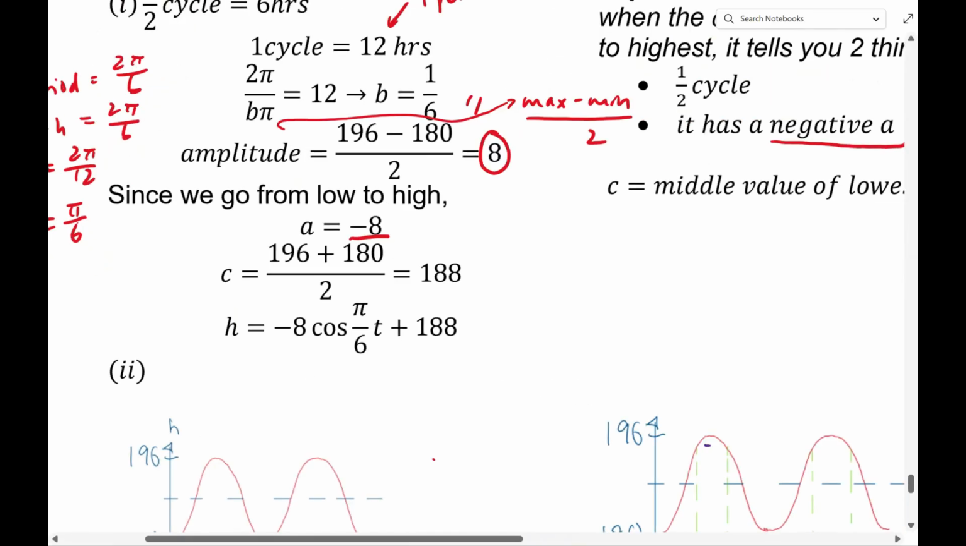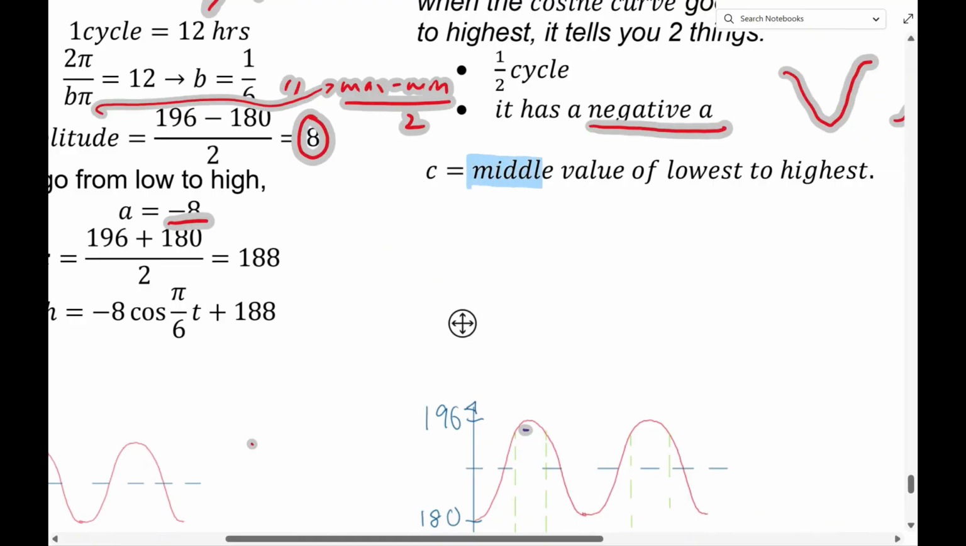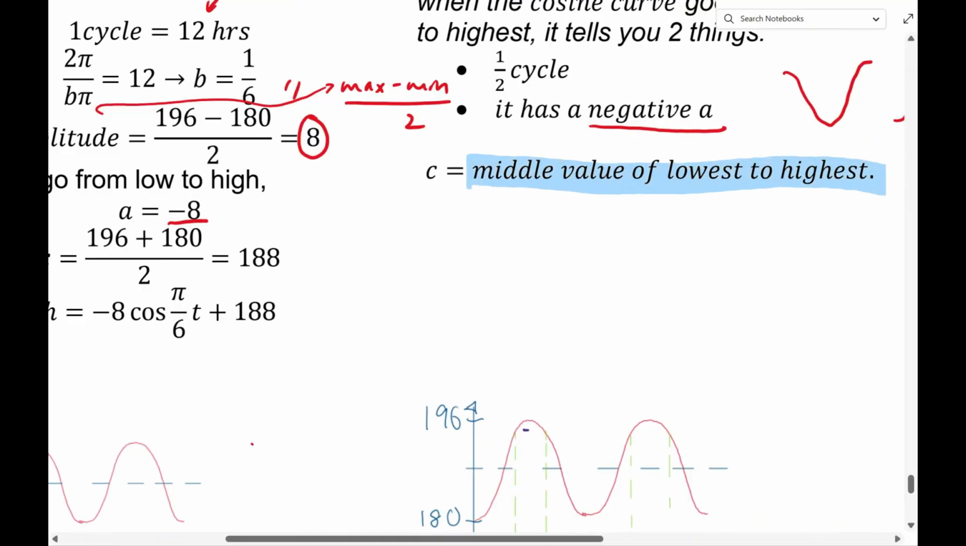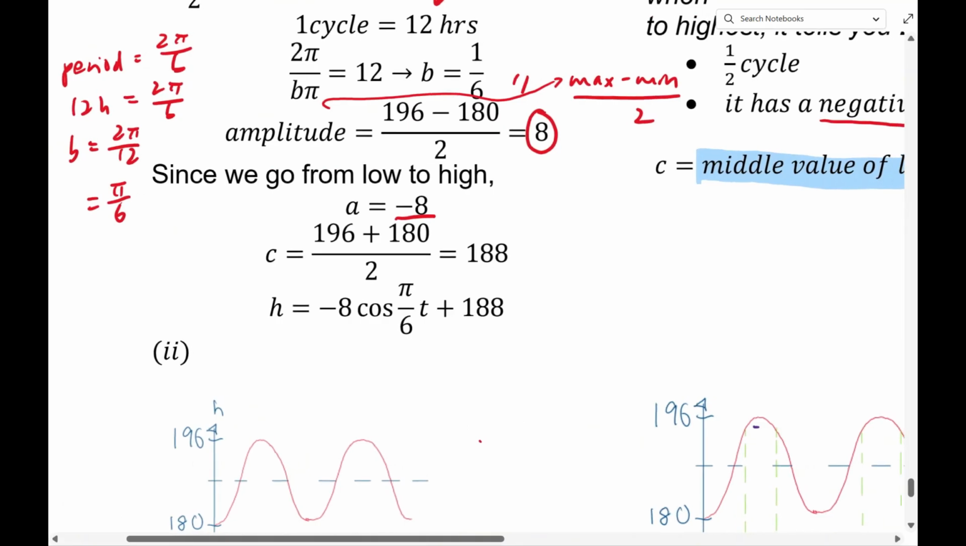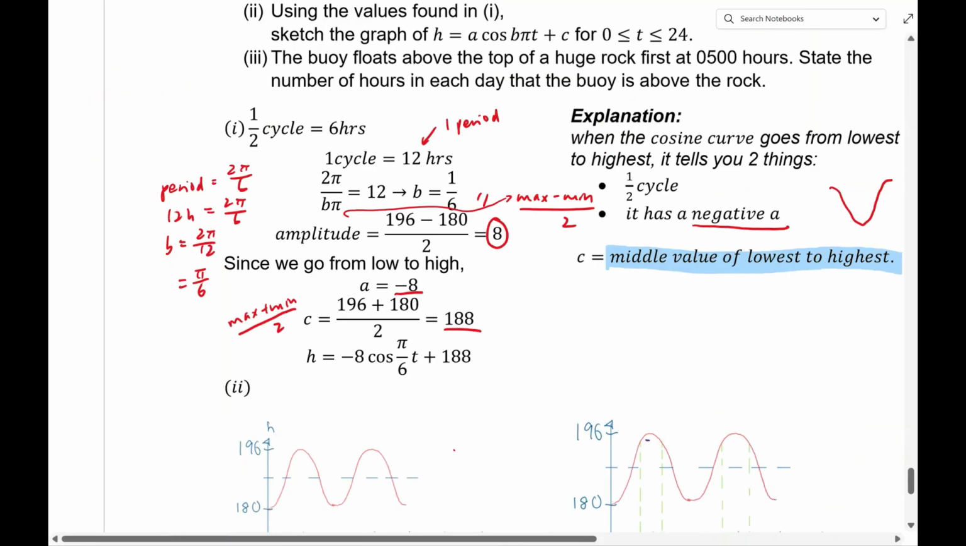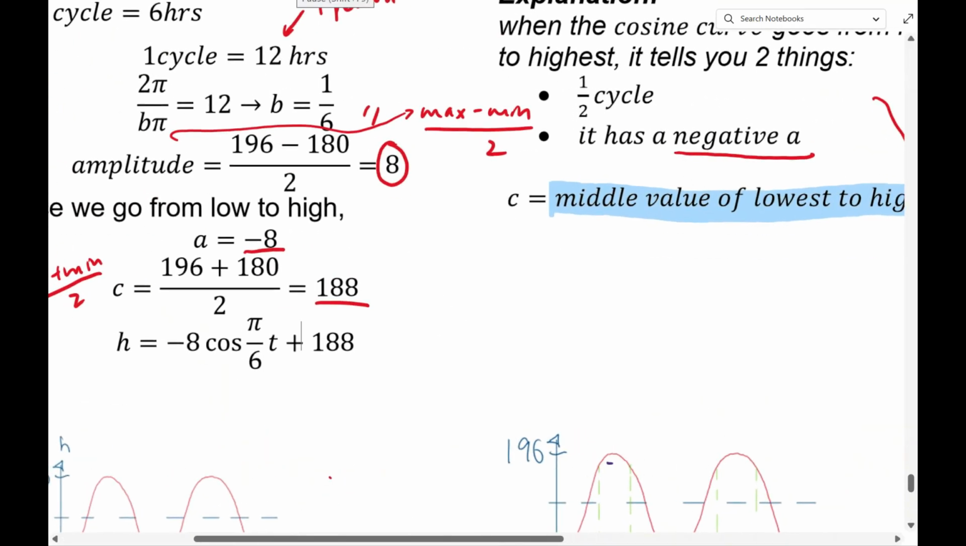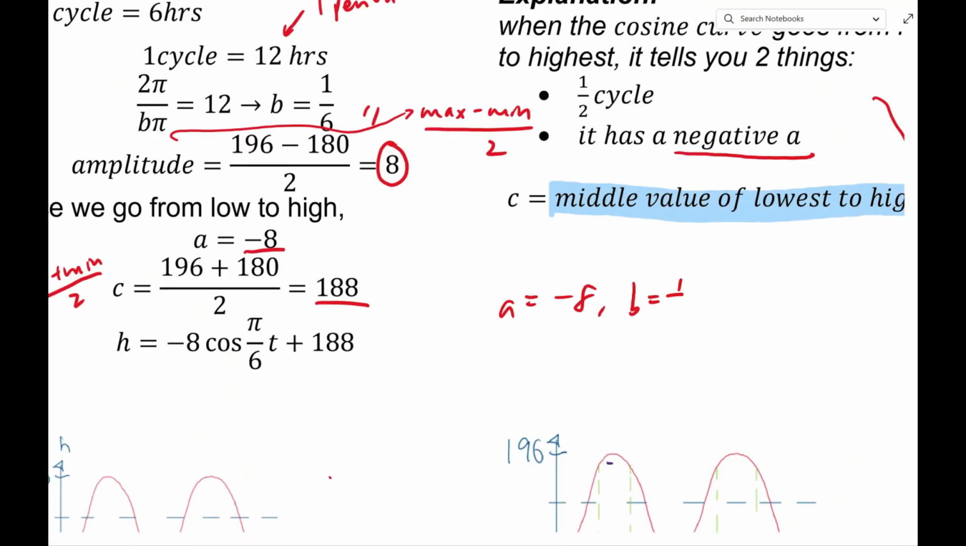Lastly, we can find our C. C is the middle value of the lowest value and the highest value. So basically you can find it by doing maximum plus minimum over 2. And using the same maximum and minimum values as given in the question, we'll get 196 plus 180 over 2, which is equal to 188. So that is our C. Therefore, we'll have A equals negative 8, B equals 1 over 6, and C equals 188.